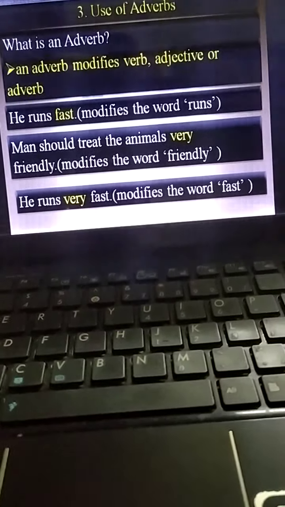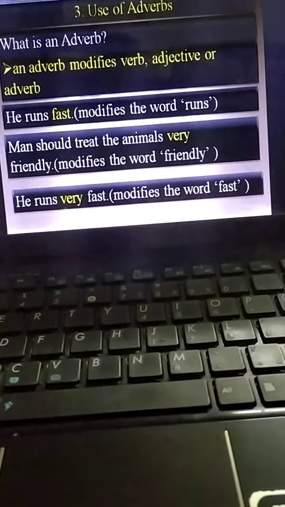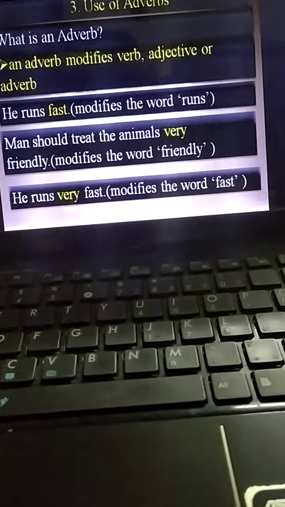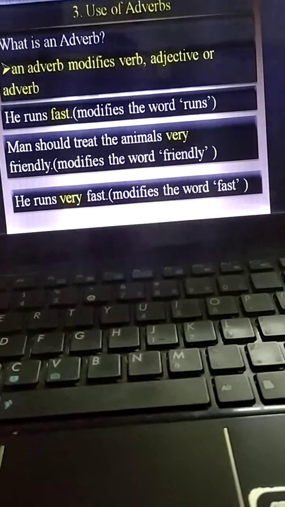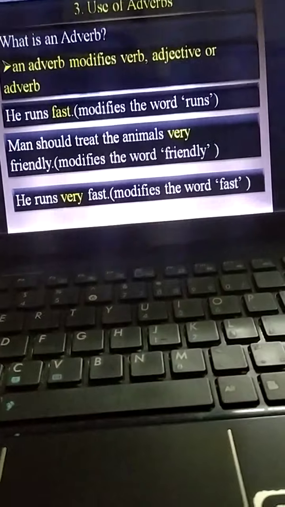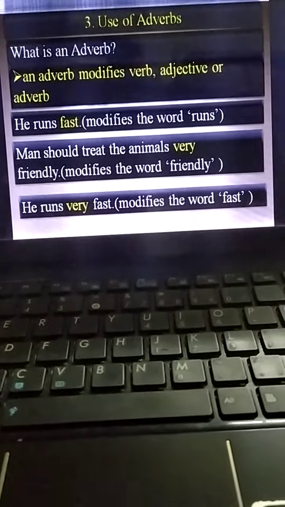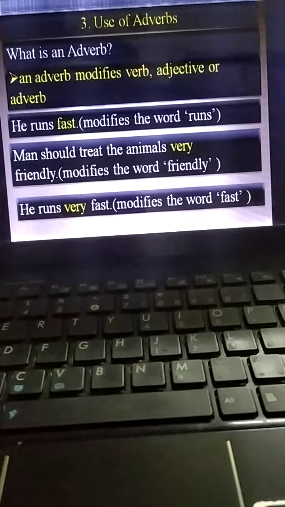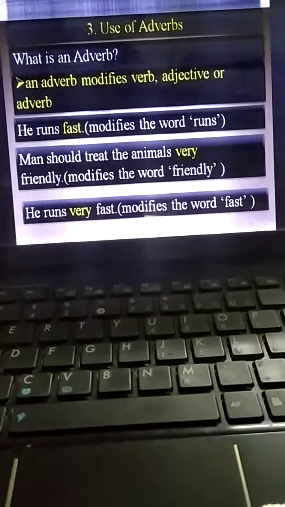In the first sentence, the word fast modifies the verb. In the second sentence, the word very modifies the adjective. In the third sentence, the word very modifies the adverb. Therefore, it is clear adverb modifies verb, adjective, or adverb.